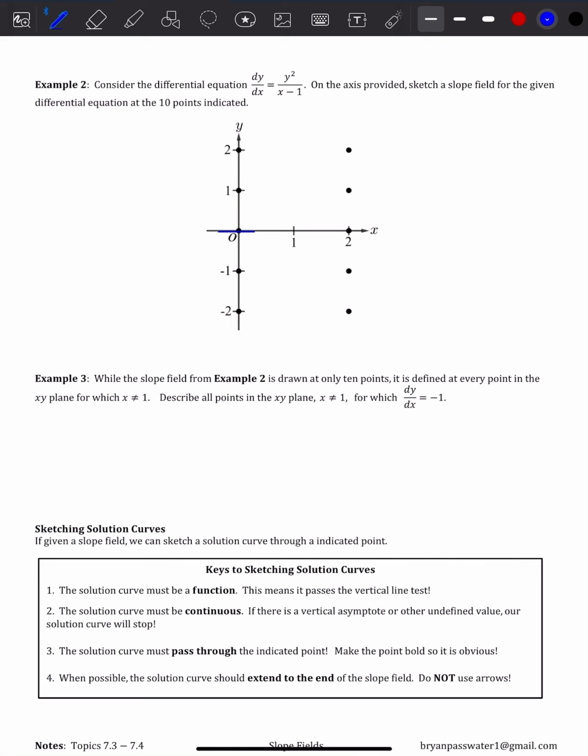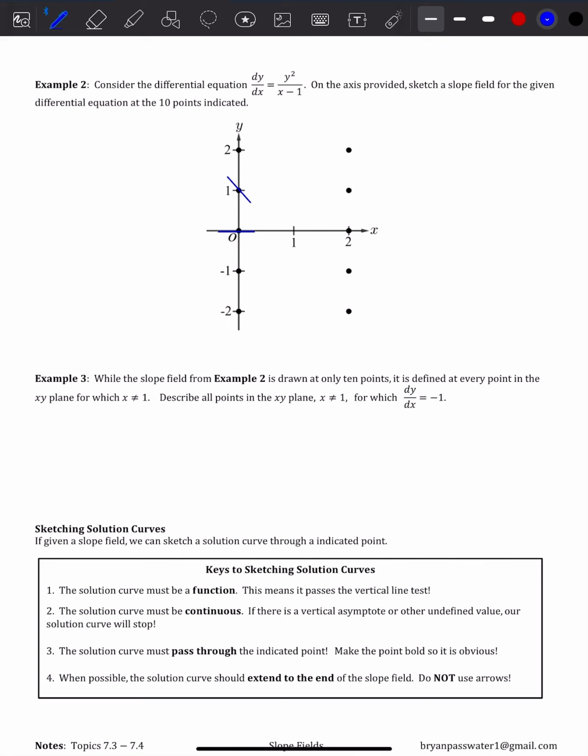If I go up, y squared is now 1. I have 1 squared divided by 0 minus 1. 1 squared is 1. 0 minus 1 is negative 1. So I know the denominator is going to be negative 1 every time, as long as I'm in that x equals 0 column, so we just have to worry about y squared. So 1 divided by negative 1 is negative 1. So I want to try my best to go through our point to look something like this.